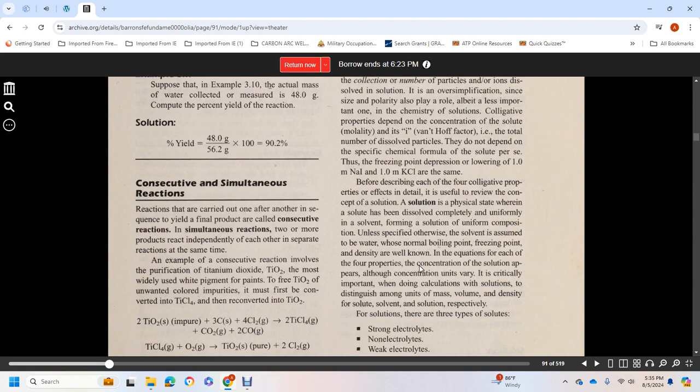But before describing the four colligative properties in detail, it is useful to review the concept of a solution: a physical state wherein the solute dissolves completely and uniformly in the solvent, forming a solution of uniform composition. Unless specified otherwise, the solvent is assumed to be water, whose normal boiling point, freezing point, and density are well known. In the equations of each of the four properties, the concentration of the solution appears. Concentration units are critical and important in doing calculations with solutions, so distinguish among the units of mass, volume, and density of the solvent and solution, respectively.